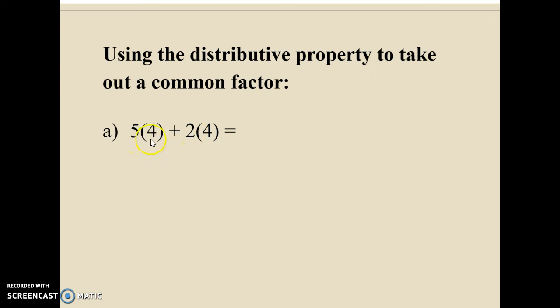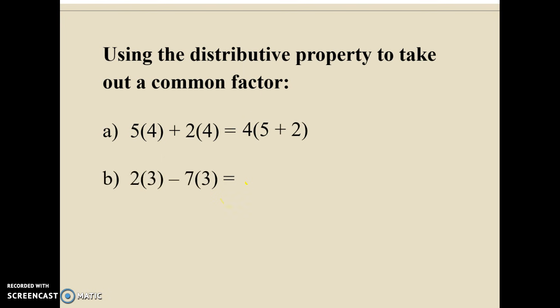I have here 5 times 4 plus 2 times 4. Notice that both parts of this sum have multiplication by 4, because 4 is the common factor being used to multiply both 5 and 2. I can take it out, and then I leave 5 plus 2 inside of the parentheses. So I'm just going in the opposite direction.